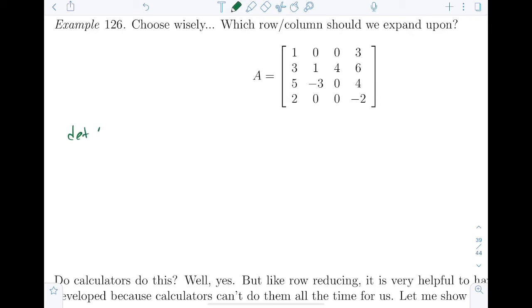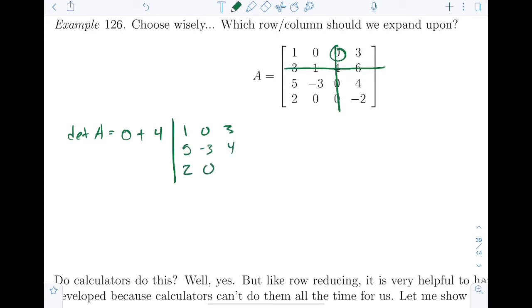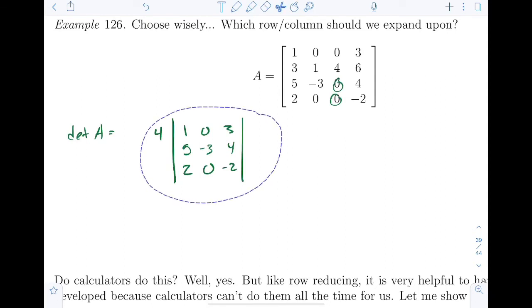So determinant of A is going to be 0 plus 4 times, now what is the determinant remaining? 1, 0, 3, 5, -3, 4, 2, 0, -2. Okay, so that's this entry for my cofactor expansion, and then I'll have these two, which are going to be plus 0, plus 0. Okay, so those all go away. It's probably a bad thing to do in a lecture, but you get the idea.